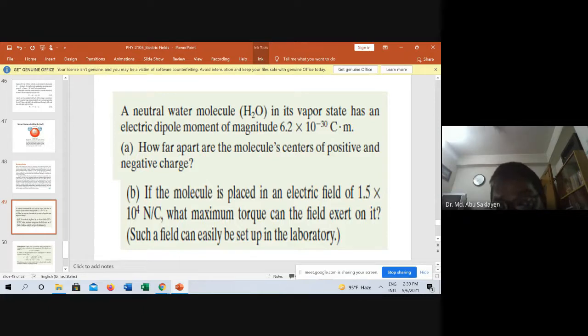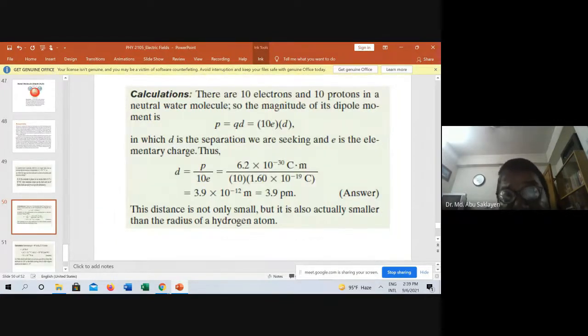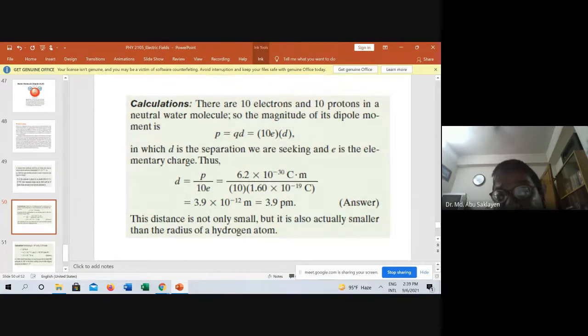If the molecule is placed in an electric field, what will be the maximum torque that can be exerted on it? So this is the problem, right? A numerical problem. So there is given dipole moment P equal to QD. So what is Q here?